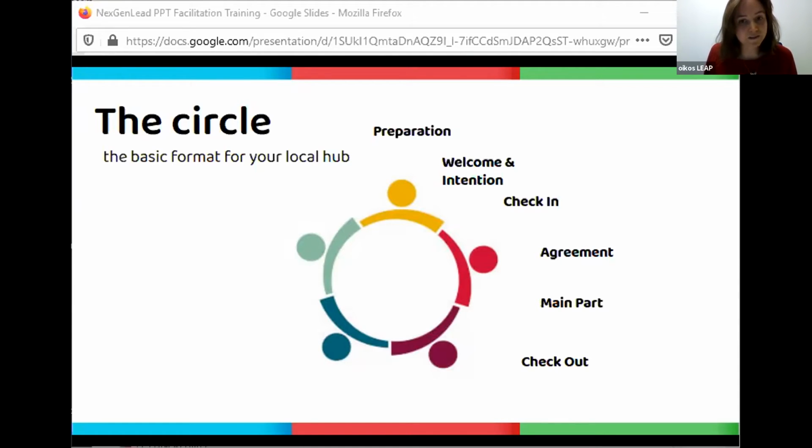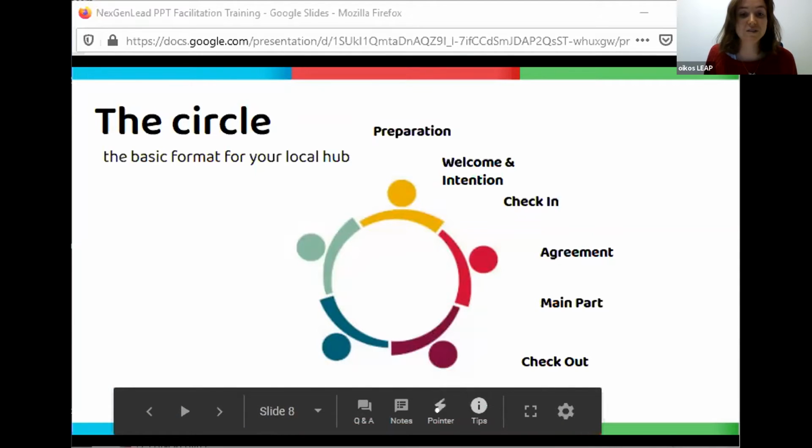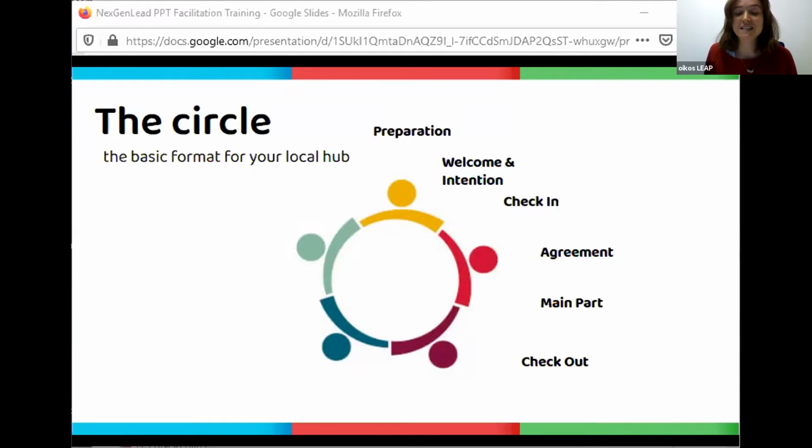In the main part of a circle, everyone is then able to contribute to the conversation around the topic, and the facilitator guides the conversation. At the end, checking out, everyone adjourns and shares some reflections, and then the meeting is closed officially. As you see, there is a long part in order to get to the main part of the conversation, but that's actually what makes the difference.